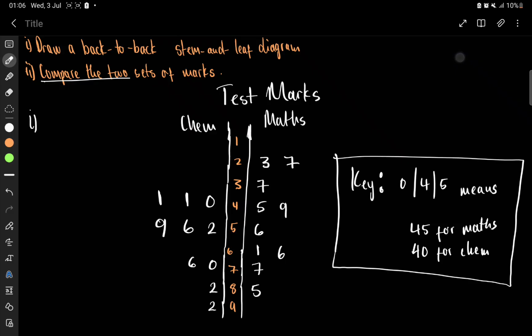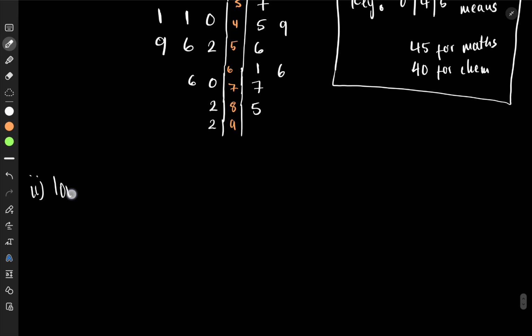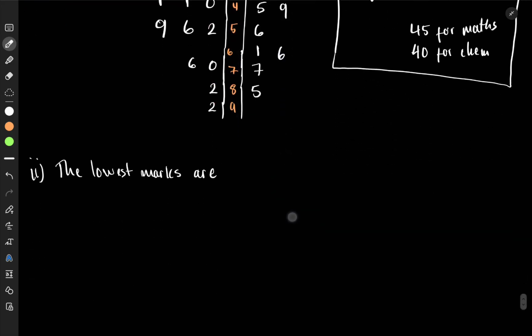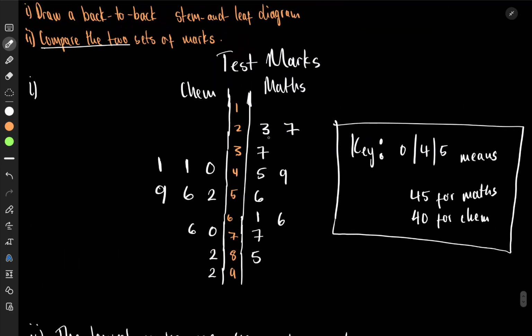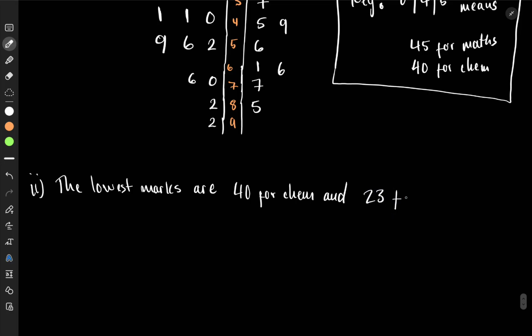Okay, I'm going to say the lowest marks. The lowest marks are, what is the lowest mark for Chem? It is 40, right? So 40 for Chem. And for maths, what's the lowest mark? 23, okay? This one's the first one. So 23 for maths.